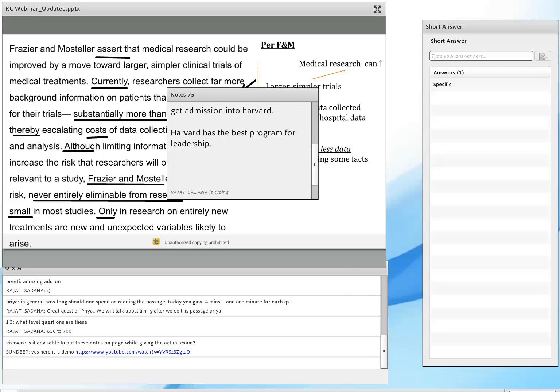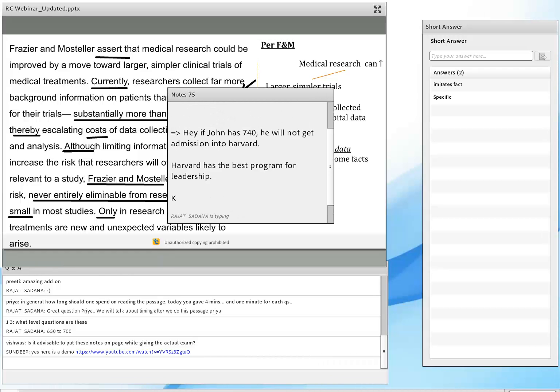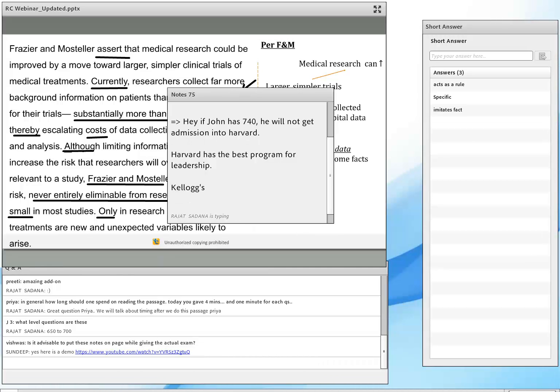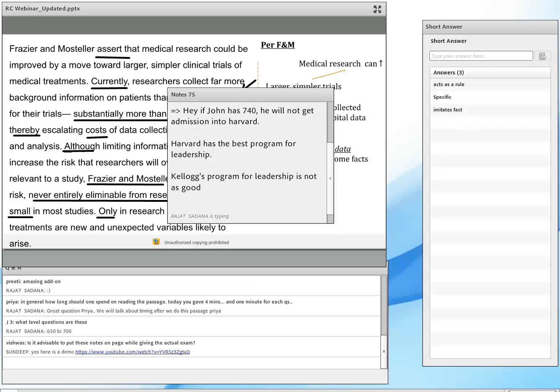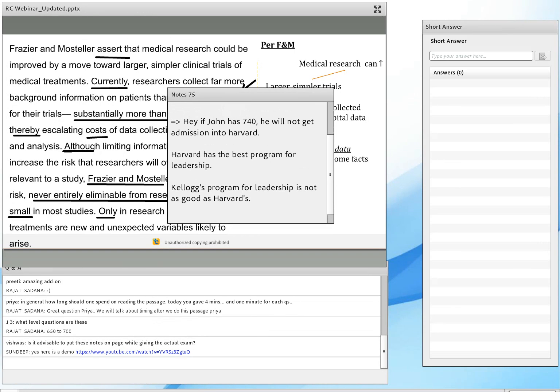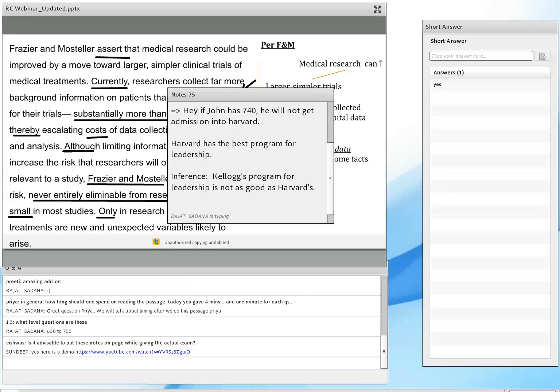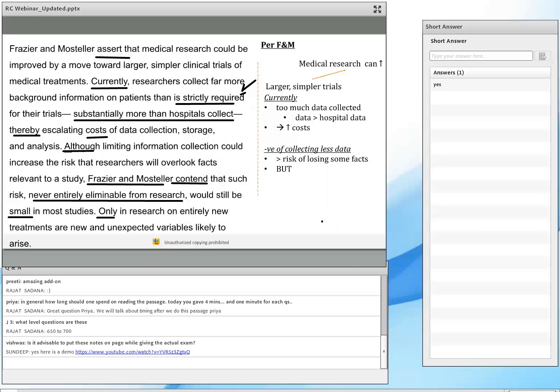And the same thing as you say, if the statement says Harvard has the best program for leadership, then what it means is that Kellogg's program for leadership is not the best. And that's an automatic inference. This is an inference that you can draw from it. And that's really important to know. And that's where in the CR course, we actually talk about these keywords.